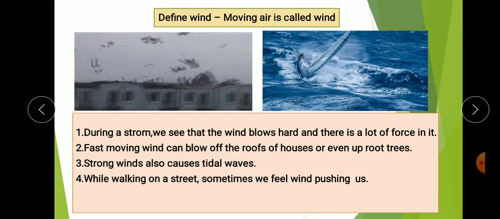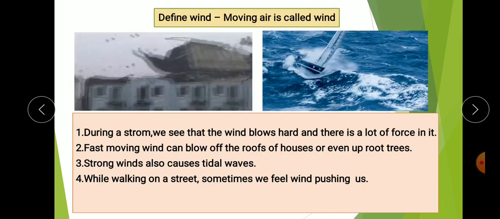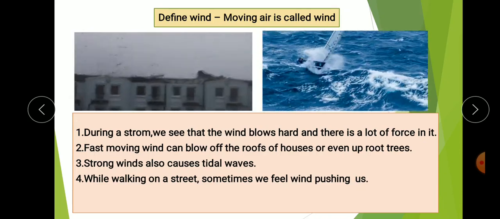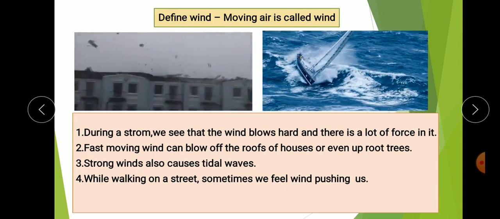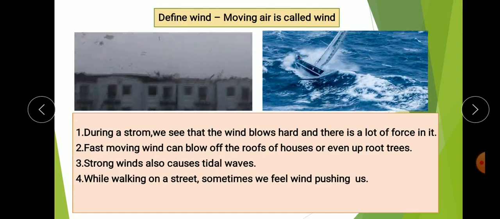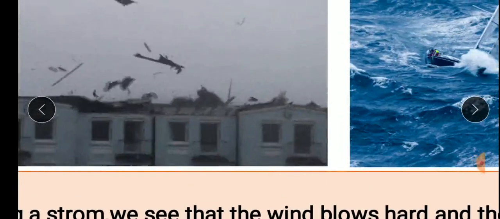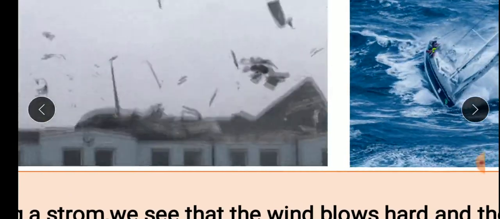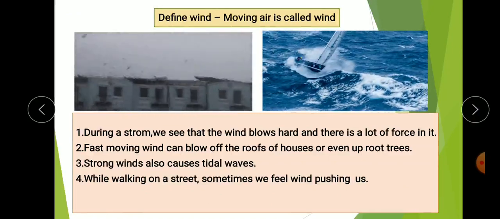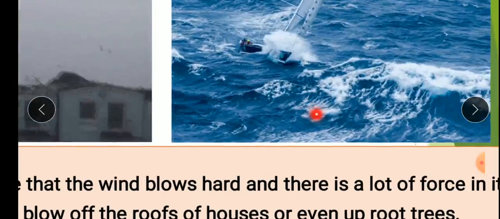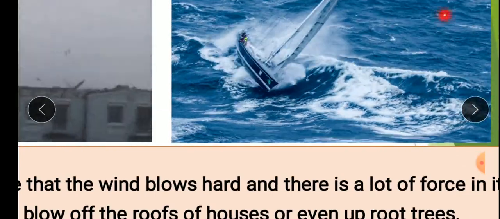Second, fast moving wind can blow off the roof of houses or even uproot trees. If heavy wind blows, it carries away the roof of houses or even trees because wind has enormous energy. You can see in the image, students, how the fast moving wind can blow off the roof of the houses. Next, strong wind also causes tidal waves. You can see in the second image, a strong wind also causes tidal waves.